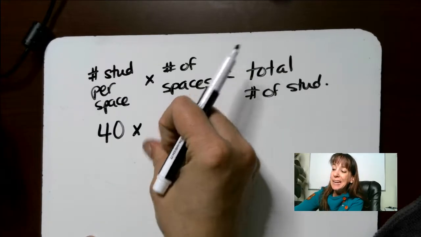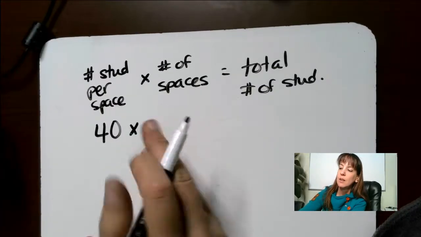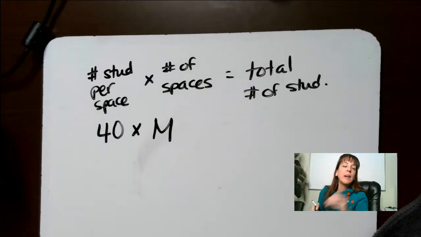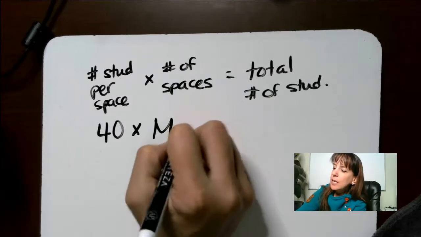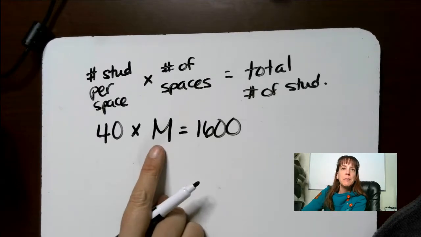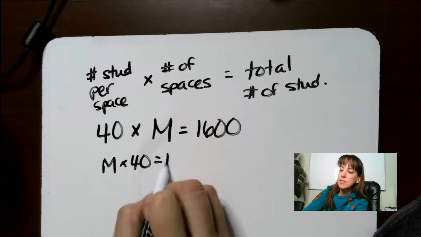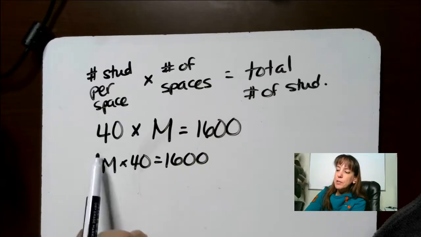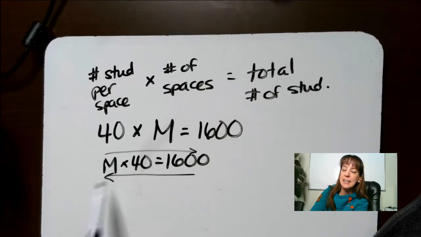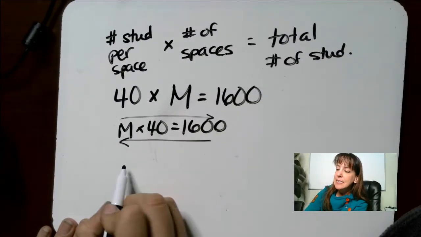Actually, I'm gonna make that an M. I try to avoid X or S because they look like a 5. So equals 1,600. Guys, with our variable in the middle, we gotta flip it around. So we're gonna do M times 40 equals 1,600. Multiply in this direction, we divide in that direction, which means we have 1,600 divided by 40, okay?